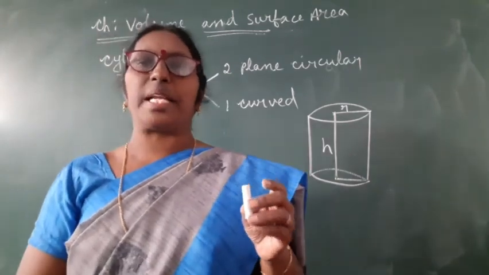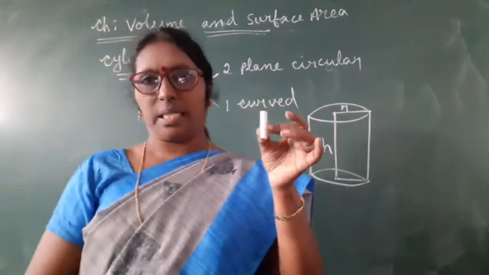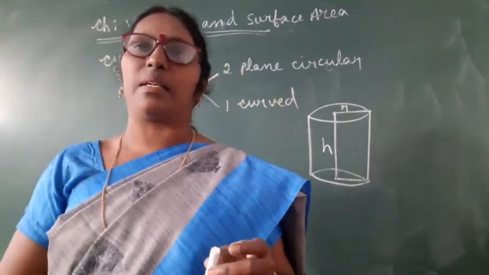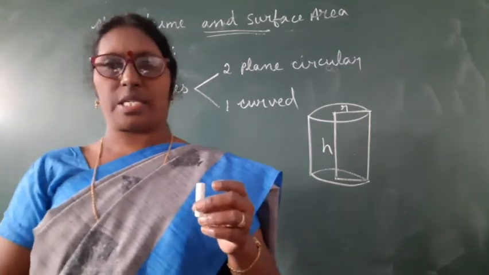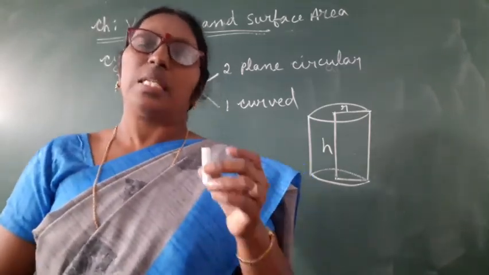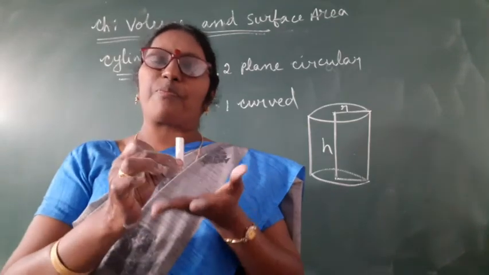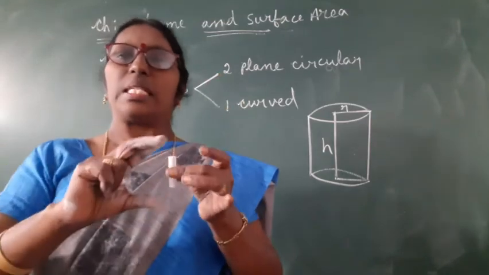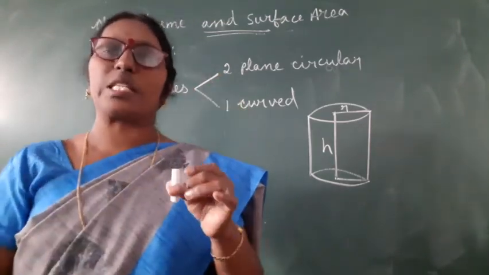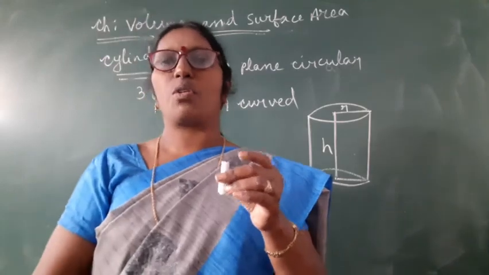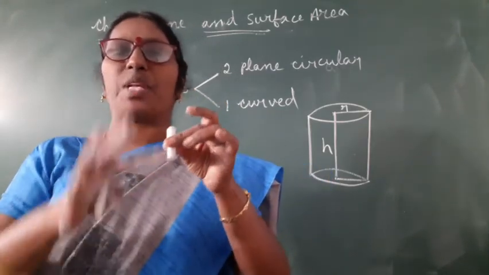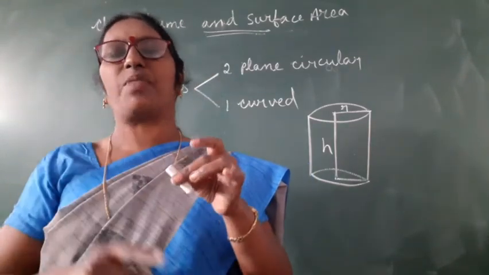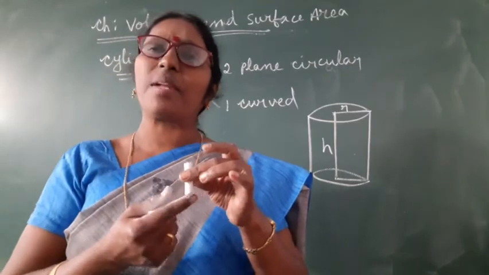Now, let me explain how to find the volume of a cylinder. Before that, for any regular solid, when I say regular solid, try to understand that it has the same shape from bottom to top. If a solid has the same shape throughout, such a solid's volume can be found by multiplying the area of the base by the height of the solid, whatever the area may be.